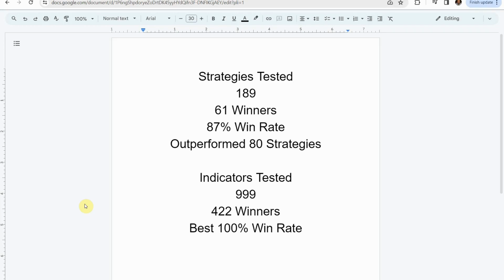And so far, since we've been keeping track, it has outperformed 80 of the other strategies that we have put it against. So far, every single one. We've also tested a total of 999 indicators, with 422 of them being winners.